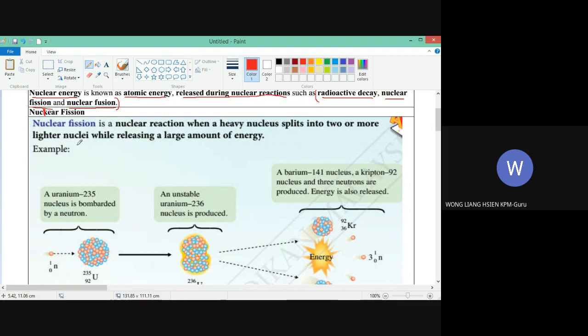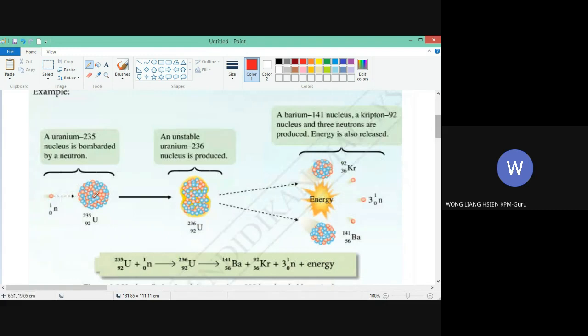Okay, nuclear fission is a nuclear reaction when a heavy nucleus splits into two or more lighter nuclei while releasing a large amount of energy. So one unstable nucleus splits into two or more lighter nuclei. As you can see here, you have one uranium-235 nucleus. And what happened?